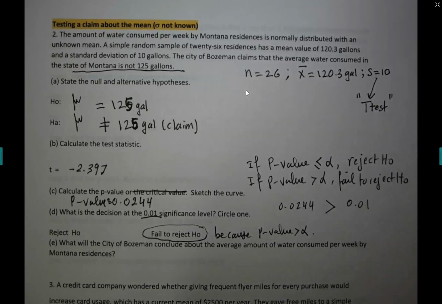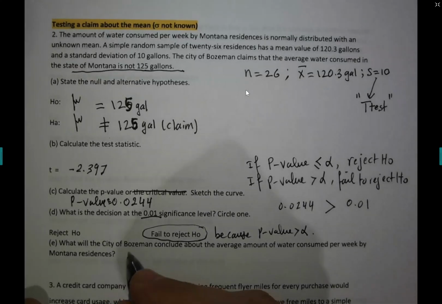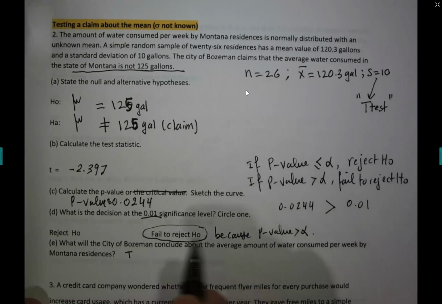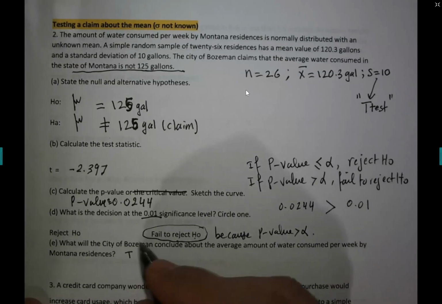Now, how would you write the conclusion based on your claim? Here's how you begin, guys. Since you fail to reject H0, you start with: there is not.